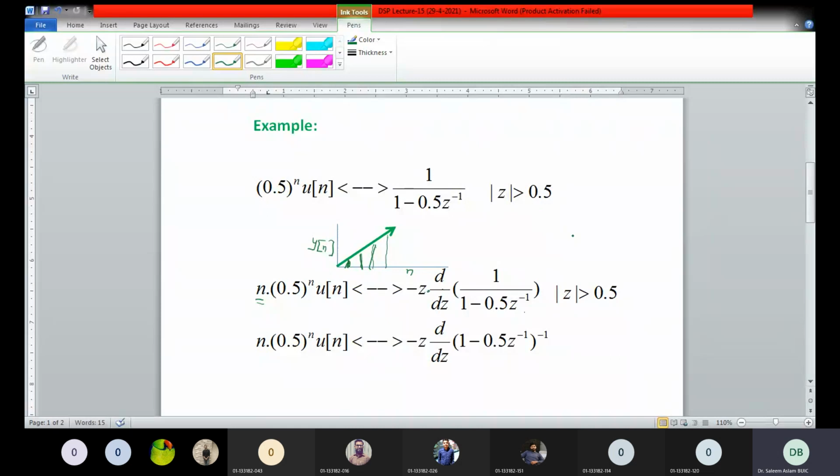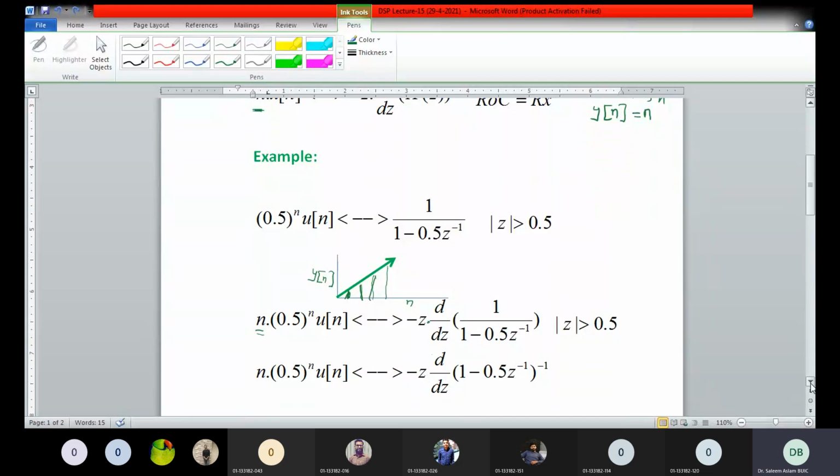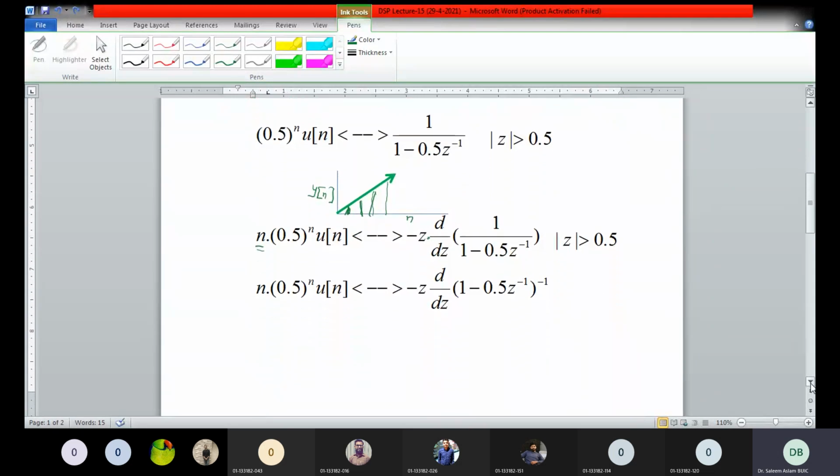We already discussed that the ROC will remain the same. However, x of z will change by the multiplication of minus z and the derivative. But the ROC will remain the same. That's why you can see that the ROC is mod z greater than 0.5. We'll prove how it is the same.